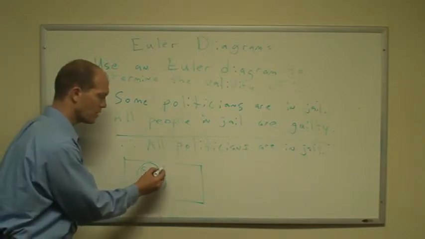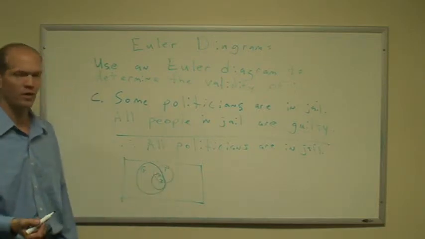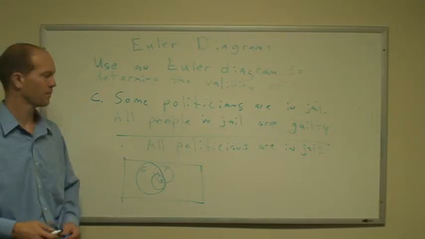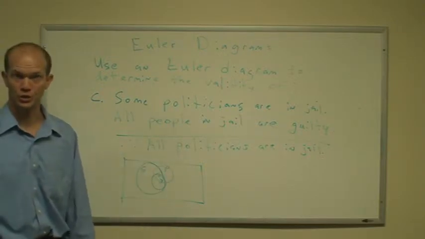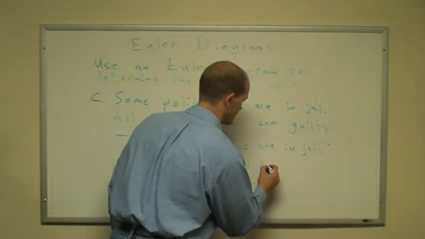So some of them are here, but P, the circle involving all of P, could look something like this. And that's kind of the most general way I could draw P. Because of that, I certainly can't guarantee that all politicians are in jail. So this argument is not valid.